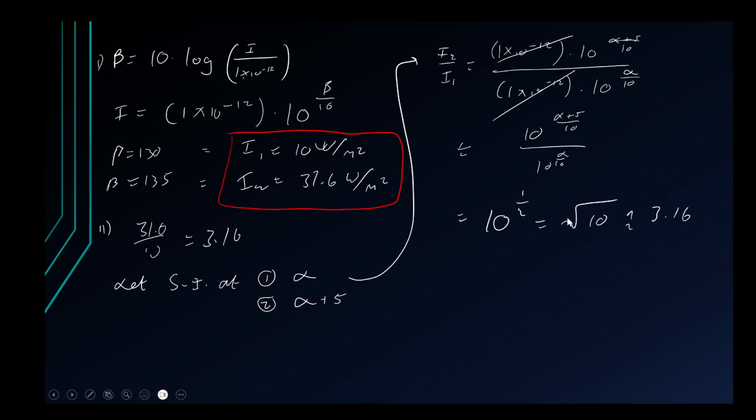So that is the constant ratio. If it keeps going up by 5 decibels, the intensity will increase by a factor of the square root of 10 each time. And we can see that this is not dependent on alpha, so it works for any starting point in decibels. If you want to go up by 5, the intensity in watts per meter squared increases by a factor of the square root of 10.